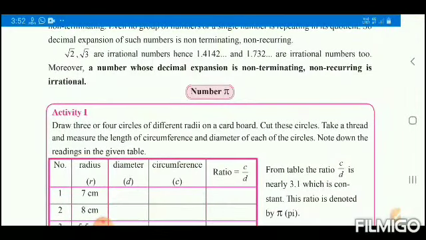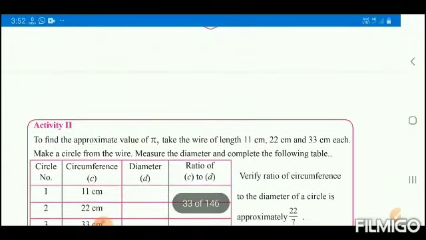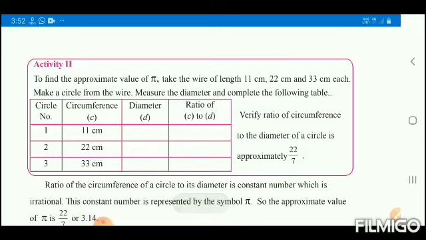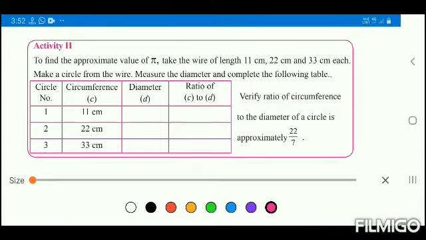Now in your book they have given one activity that has been reduced from your syllabus. Now we will go to the next activity, that is activity number 2. To find the approximate value of pi, take a wire of length 11 cm, 22 cm and 33 cm each. Make a circle from the wire. Measure the diameter and complete the following table. They have given you the circumference. You have to find the diameter and the ratio of C upon D.